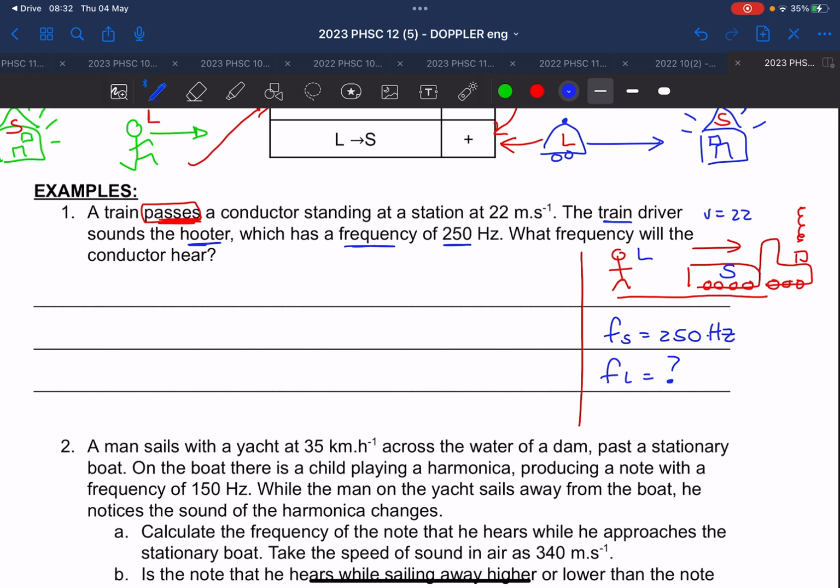What frequency will the conductor hear? So they want to know what is the frequency of the listener. Now subconsciously they gave us a lot of other information as well. They say the conductor is standing. So what is the velocity of the conductor? 0. And the conductor is the listener. So the velocity of the listener is 0. And the velocity of the source, of the train, is 22. They gave that to us.